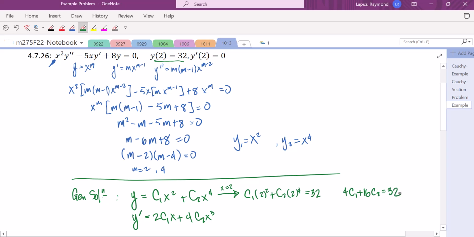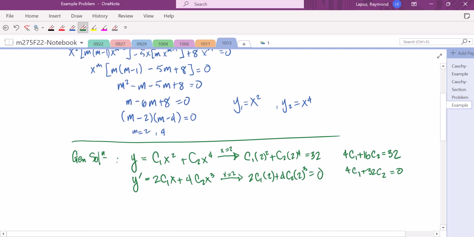That's our first equation. And in our derivative, again, putting x is equal to 2 in there, we're going to get 2c1 times 2 plus 4c2 times 2 to the third. And that should equal 0. And that will give us a 4c1, plus 8 times 4 is 32 c2, is equal to 0.